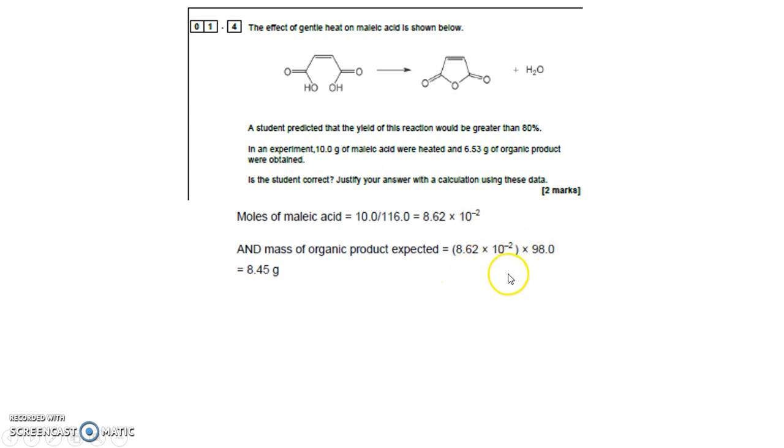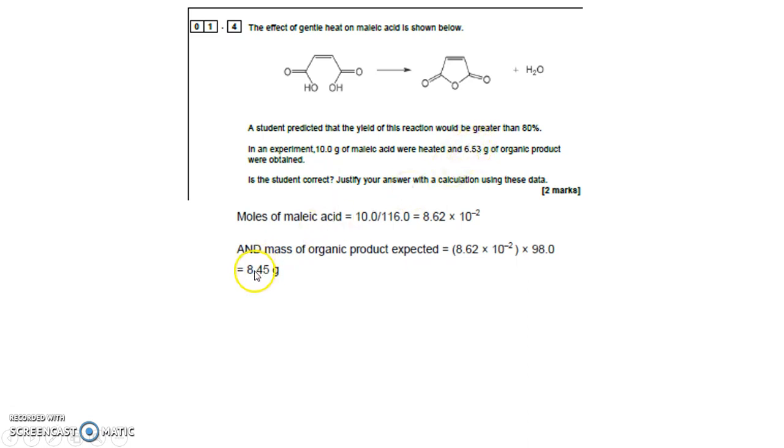Now, moles is mass divided by MR, so moles times MR will give me the mass. Number of moles of this, 8.62 times 10 to the minus 2, multiplied by 98, which is the MR, tells me that I should make 8.45 grams if I get 100% yield, if everything works out perfectly. It's no surprise that I've got 6.53 grams. I've lost some along the way. Well, how do I work out the yield? That's what I should have made. That's what I did make.